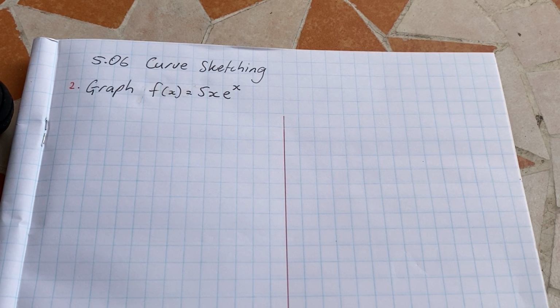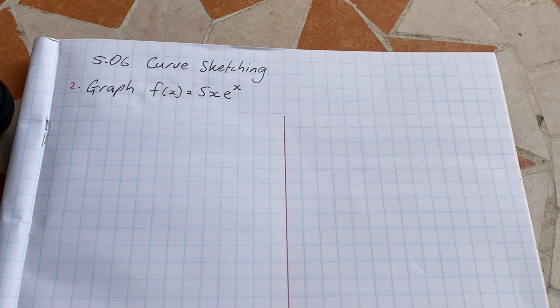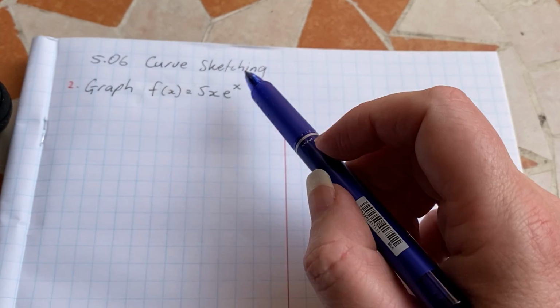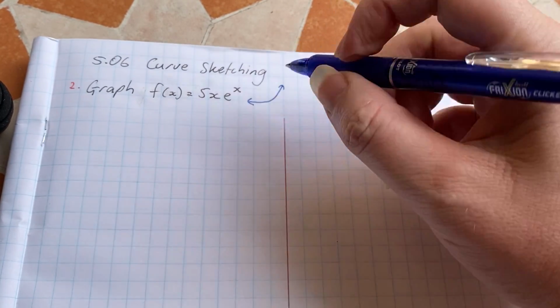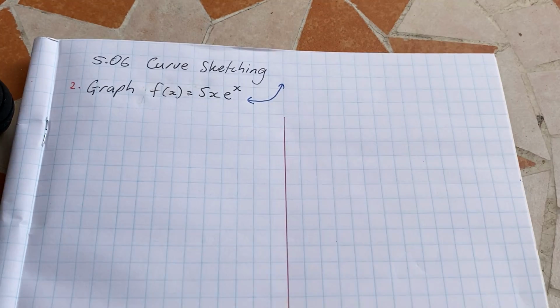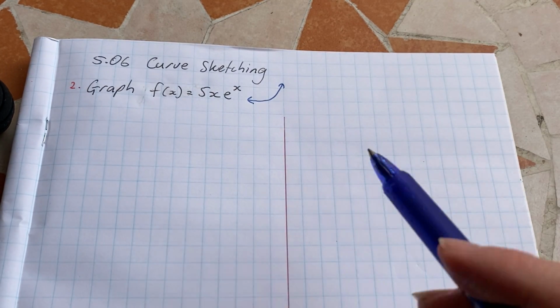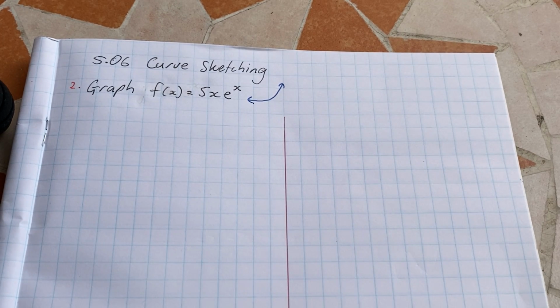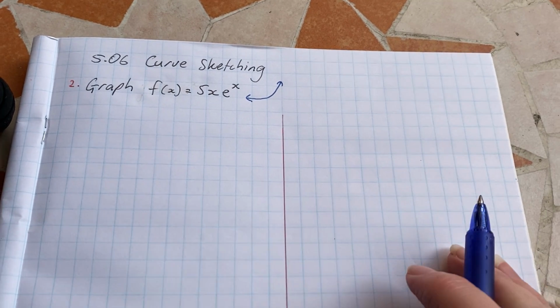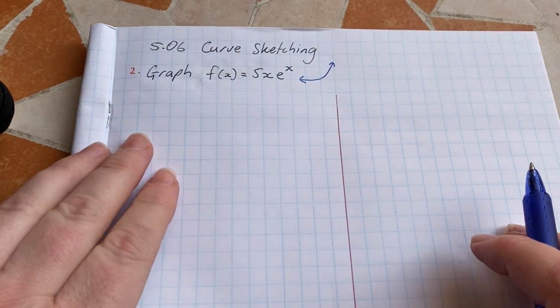Okay, in this second example, we're being asked to graph 5x times e to the x. Now, you wouldn't be expected to actually know what this looks like before you graph it. We know what e to the x looks like. It's got this kind of shape. And e to the x is quite a powerful curve. So there's probably going to be something similar in the solution, something similar to that shape, but not exactly the same. Okay, so let's start by finding the derivatives.